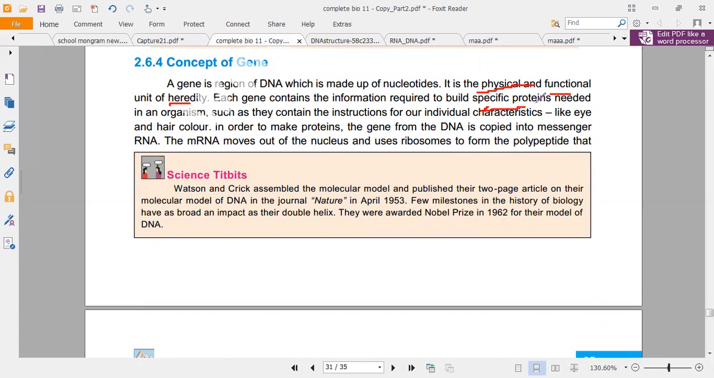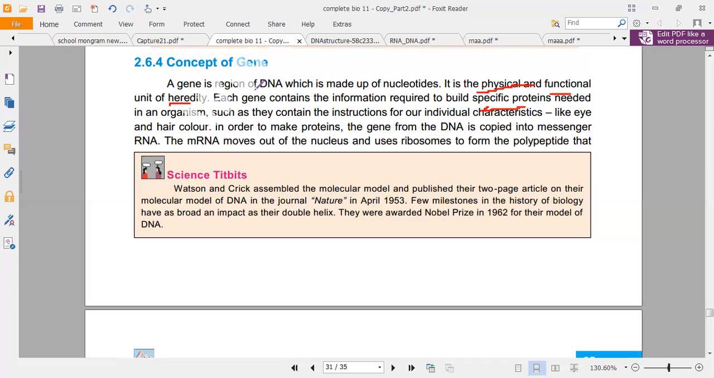We know that our body depends on proteins for different tasks. Enzymes are proteins, hormones are proteins, antibodies are proteins, and muscles are proteins. So lots of functions which are carried out in our body are held by proteins. Proteins have that information which is given to them by the genes, which are transferred from parents to the next generation. So it is true that the physical and functional unit of heredity is the gene.